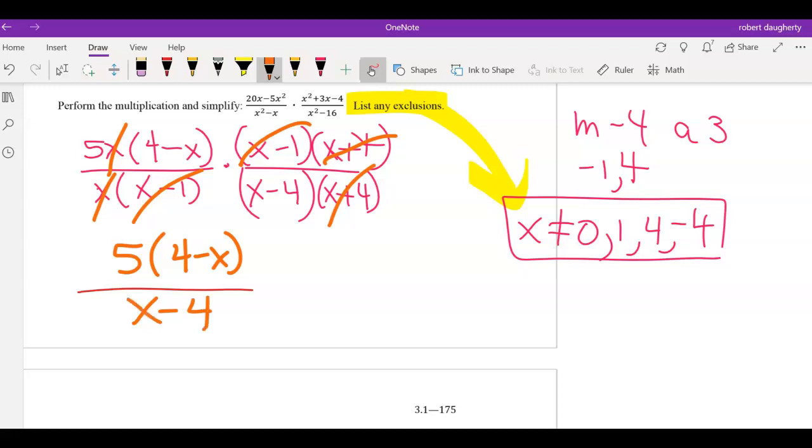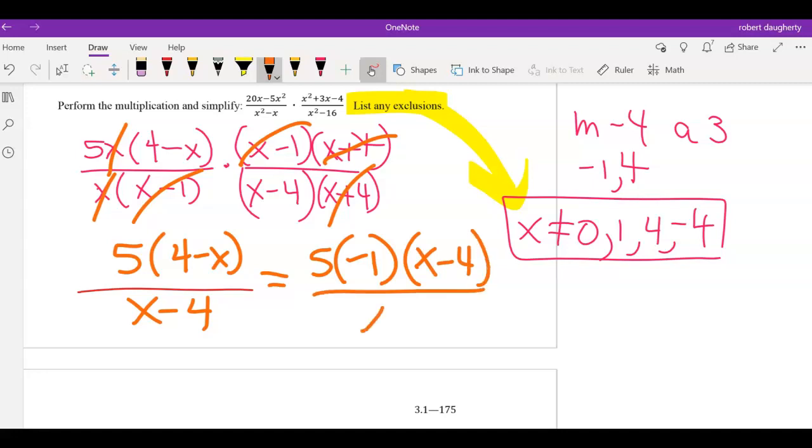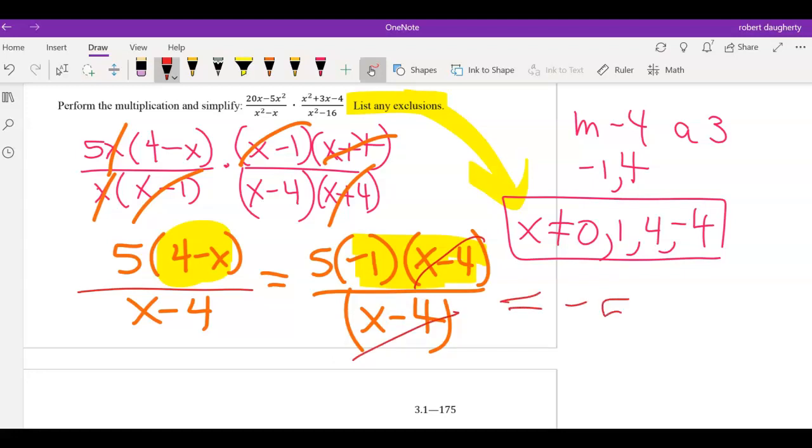Now there's also a little trick here. Let's rewrite this as 5. What if I had to factor out a negative 1 here? So this is going to be x minus 4 over x minus 4. Because what happens when you multiply negative 1 times x minus 4, that gives you negative x plus 4, which is the same thing you see here. Okay. Now the reason I do that is because x minus 4 over x minus 4 is 1, so this answer turns out to be negative 5.